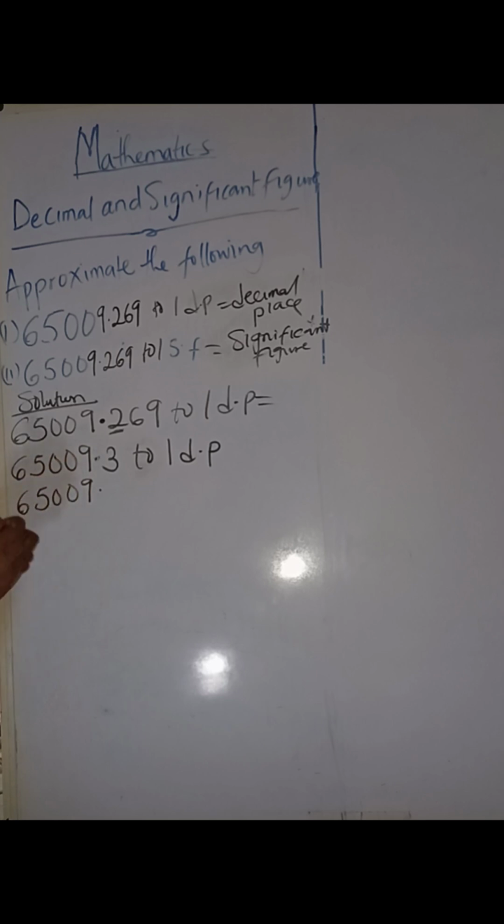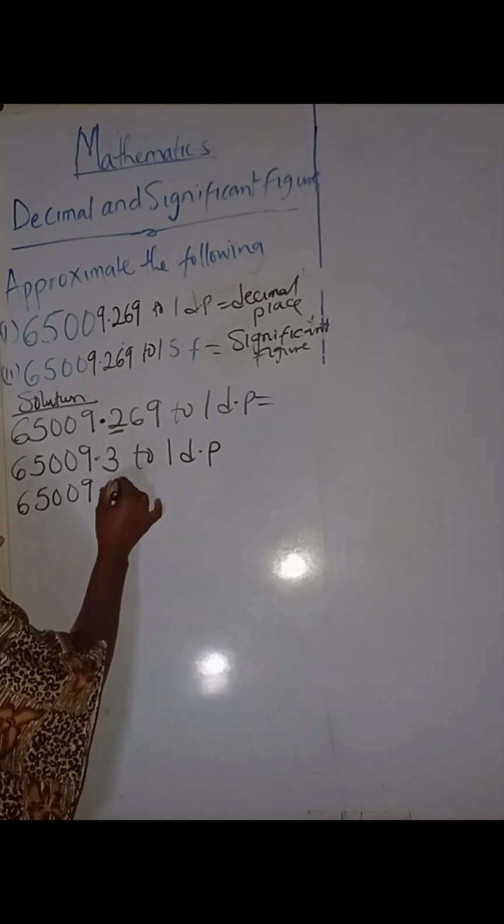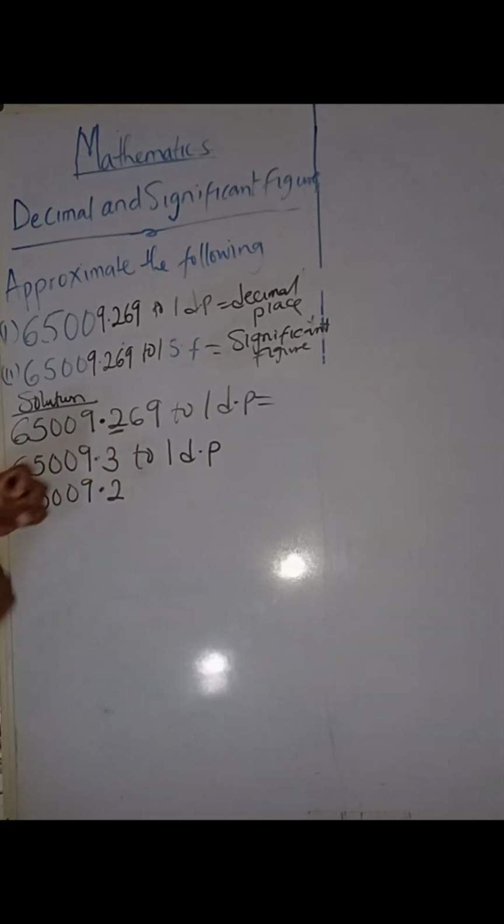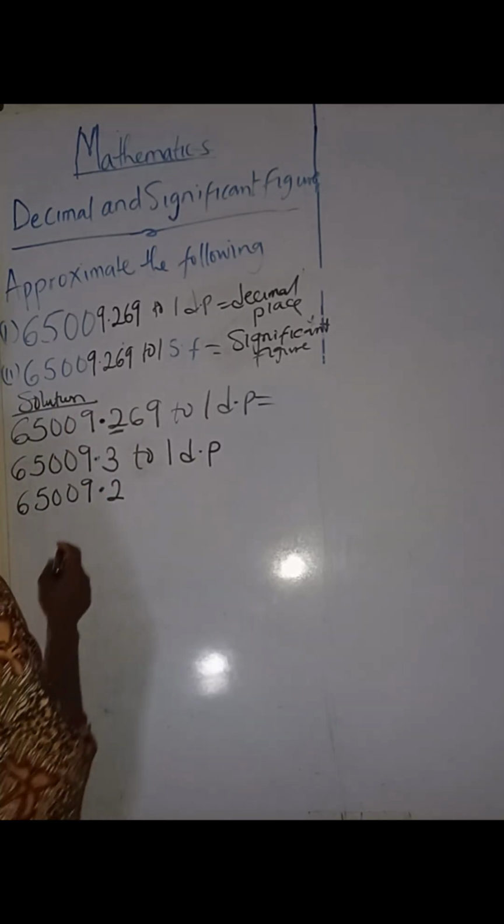65009.2, so we are considering 2 values after the decimal point. So we are going to write our 2. The next value is what? 6. So we will add 1. The one that is next to this 6 is what? It is up to 5, so it's 9. So we turn it to 1. So if we turn it to 1, we are going to add it to this, so it becomes 7. So our answer will be what?